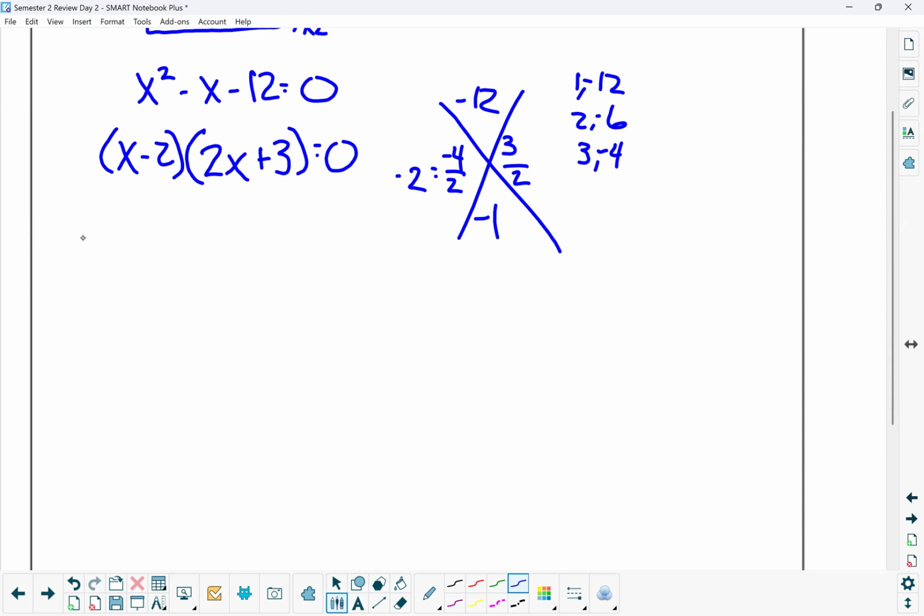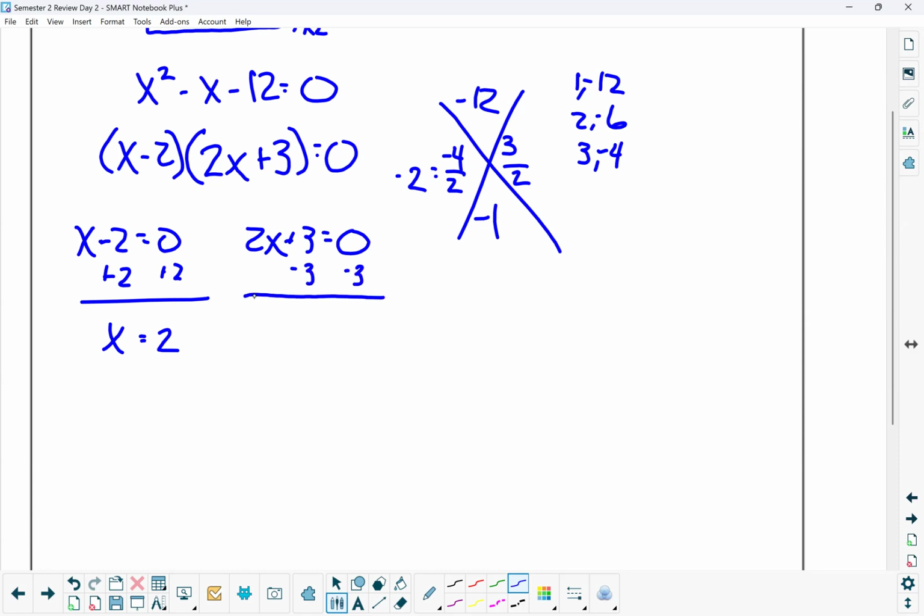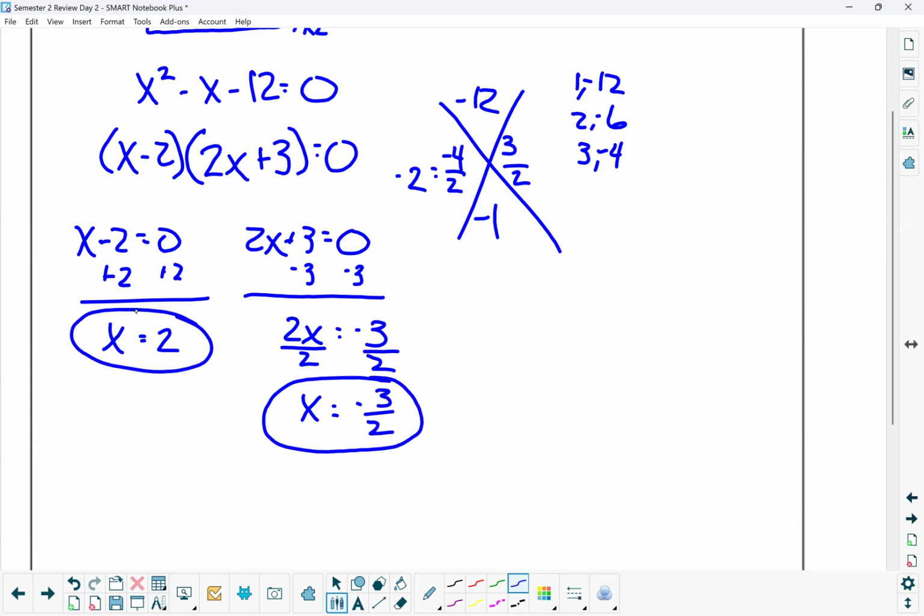Zero product property. X minus 2 equals 0. 2x plus 3 equals 0. I'll actually show it with this one, but it's just like the x method. We get the opposite value, x equals 2. 2x plus 3 equals 0. I subtract 3 from both sides. 2x equals negative 3. Divide both sides by 2. X equals negative 3 over 2. And there are my two solutions.